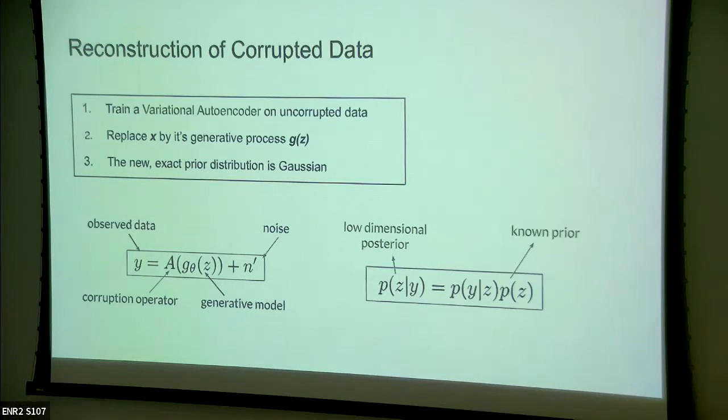Questions? How do I choose the corruption operator? Usually the corruption operator is known. For example, if you take some data, you usually know what you have masked, right? Like, there was a bright star that you masked. So the corruption operator would be a matrix of zeros and ones, where zeros is for all the pixels that are masked.